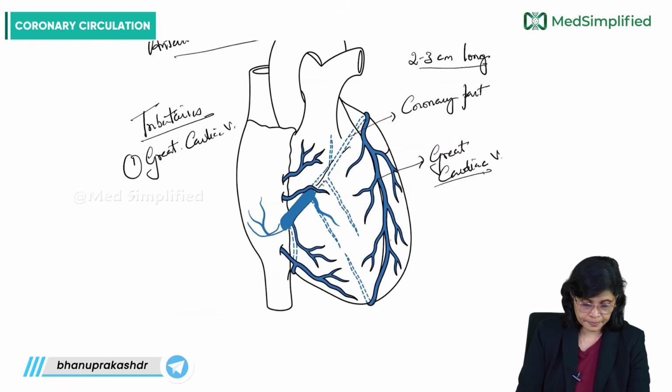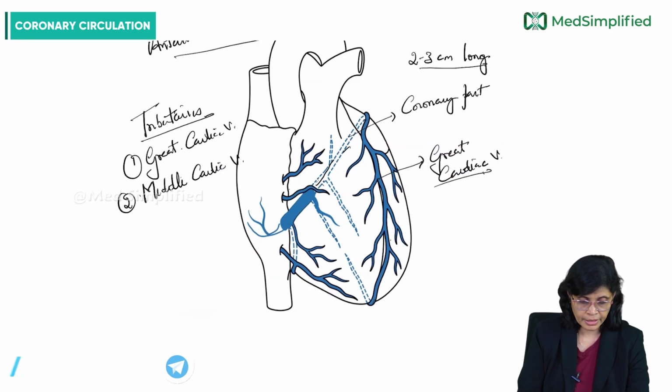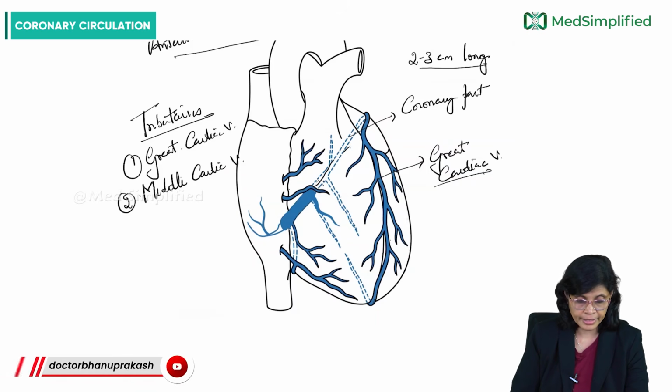Then we have the middle cardiac vein. The middle cardiac vein passes from the apex region along the posterior interventricular groove. So here you can see this is the middle cardiac vein.